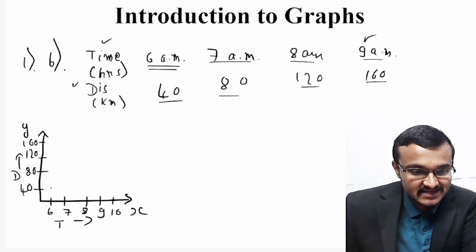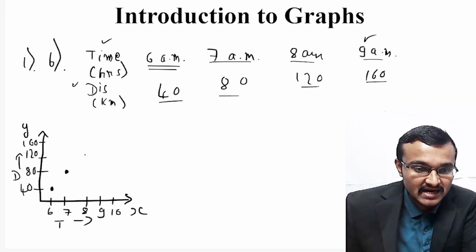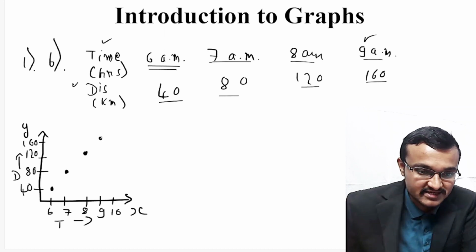So now at morning 6 a.m. that car has covered 40 kilometers, and at morning 7 a.m. that car has covered 80 kilometers, and at 8 a.m. it has covered 120 kilometers, and at 9 a.m. it has covered 160 kilometers.